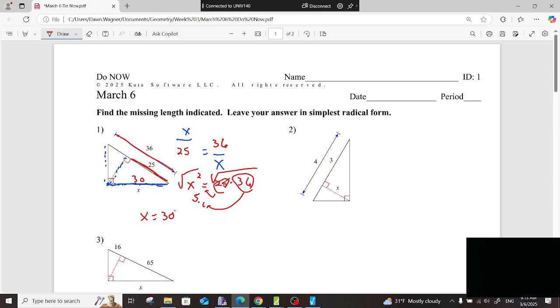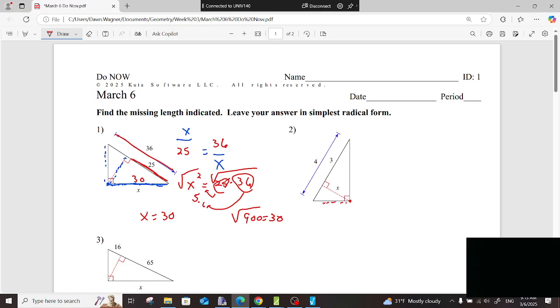So x is 30. Now you could have multiplied 25 and 36 out, and you would have got 900. And the square root of 900 is 30, right? It's just I like doing it this way because then I don't need the calculator. I use my brain.